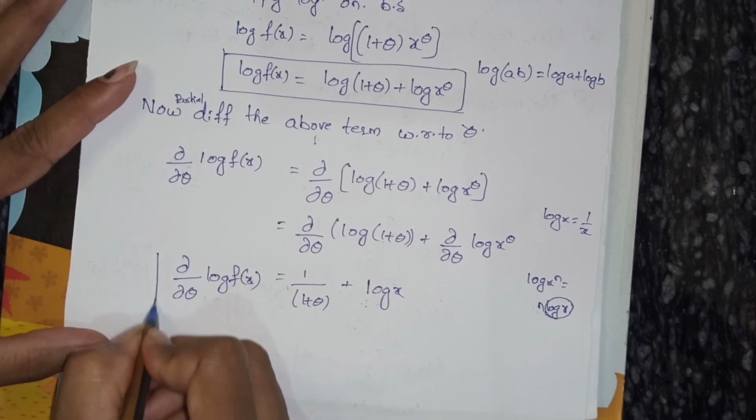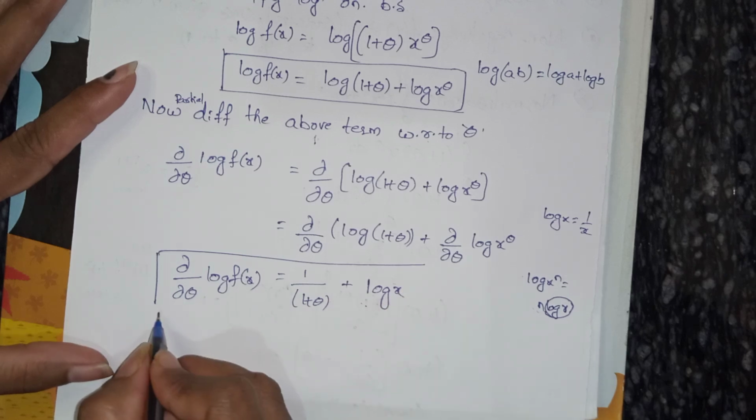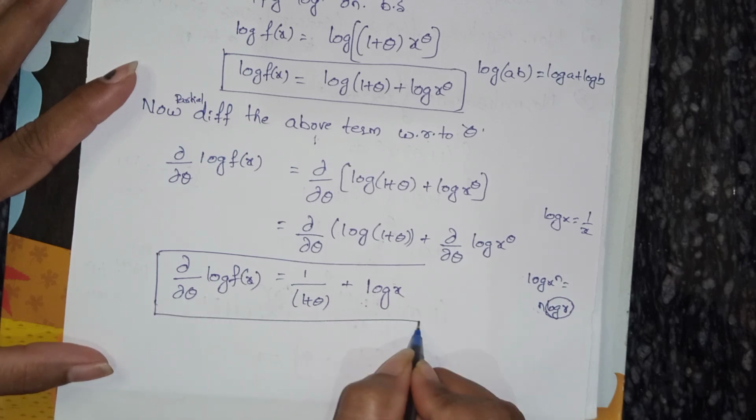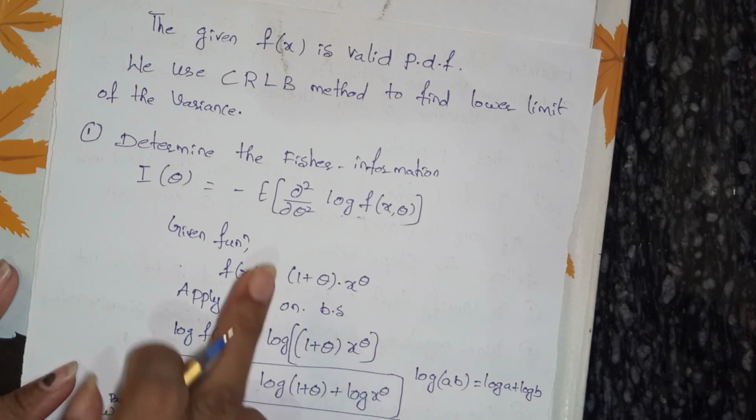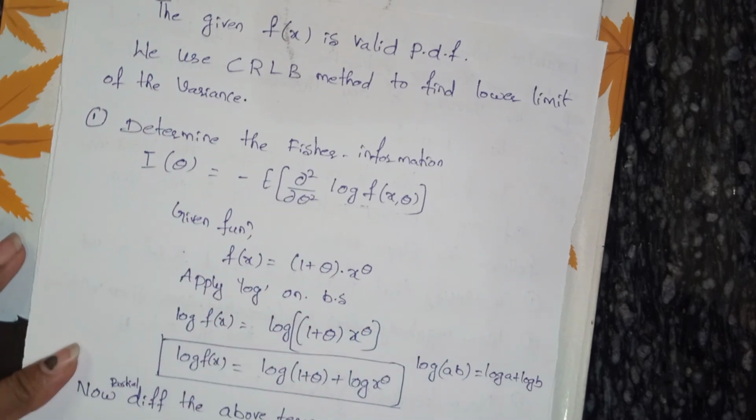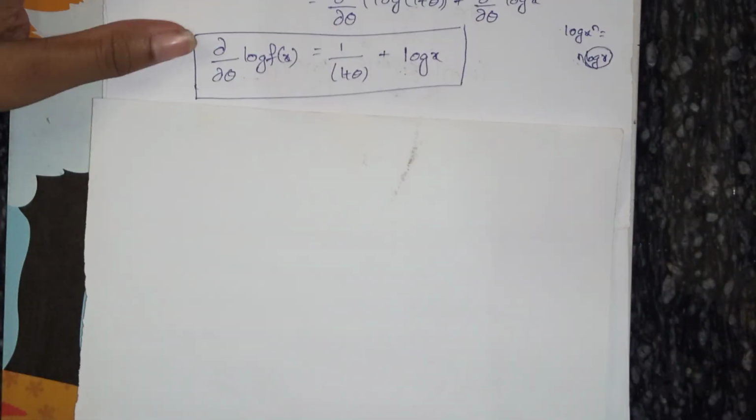Okay, so now what we have to do is, again we have to differentiate this term with respect to theta. Why? Because here we have to substitute the dou square value. So that's why again we are going to differentiate this term.